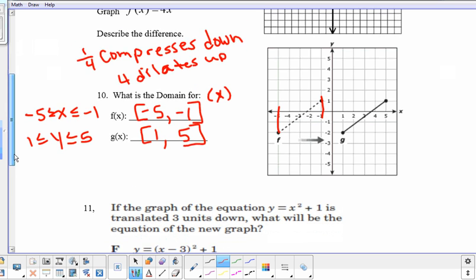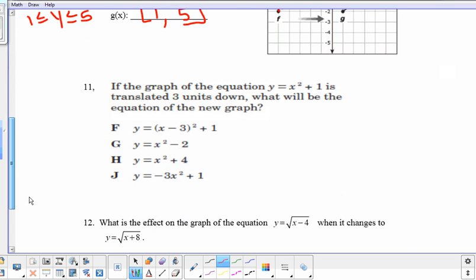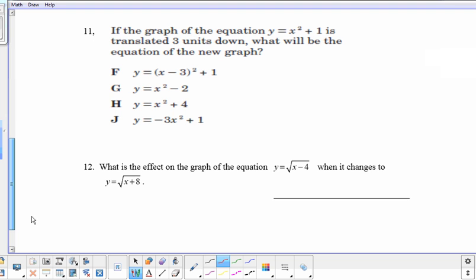Number 11. If the graph of the equation y equals x squared plus 1 is translated 3 units down, what will be the equation of the new graph? Well, if I'm at x squared plus 1, so I'm at plus 1, and I go down 3, 1, 2, 3, I'll end up at -2, right here, x squared minus 2. X squared stays the same, you just go from plus 1 to down 3 to -2.